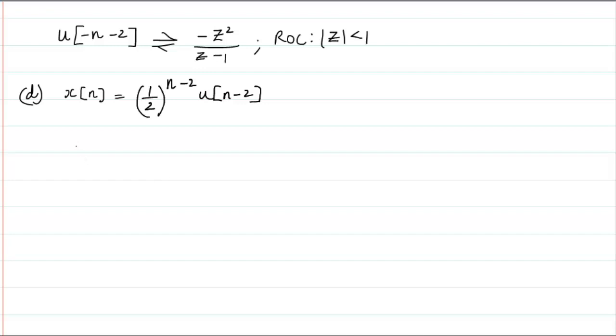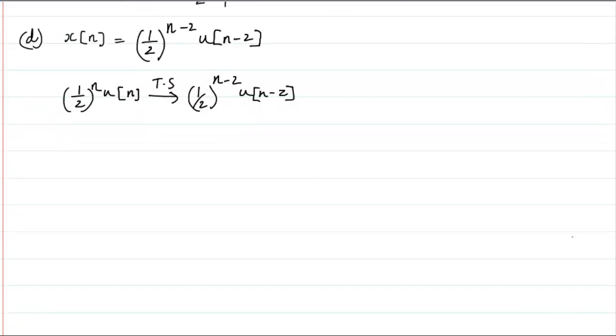Again, you can see that first I can find the case of (1/2) raised to power n u of n, and then I will apply the time shifting property for when n is shifted by minus 2. So n becomes n minus 2, and u also changes to u of n minus 2. It's just a one-step problem, so we will do it fast.